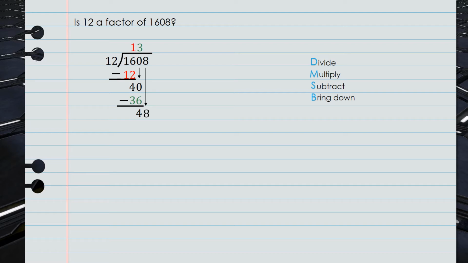Now we do the cycle again. We divide. How many times can 12 divide into 48? 4 times. Now we multiply. 4 times 12 is 48. Now we're ready to subtract. 48 minus 48, well, that's 0.